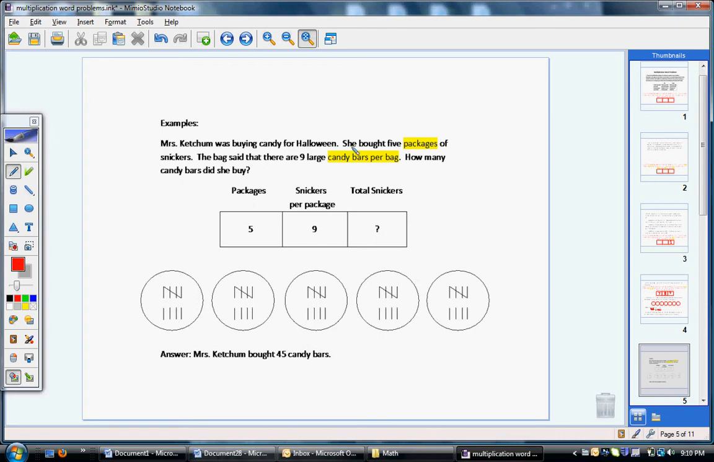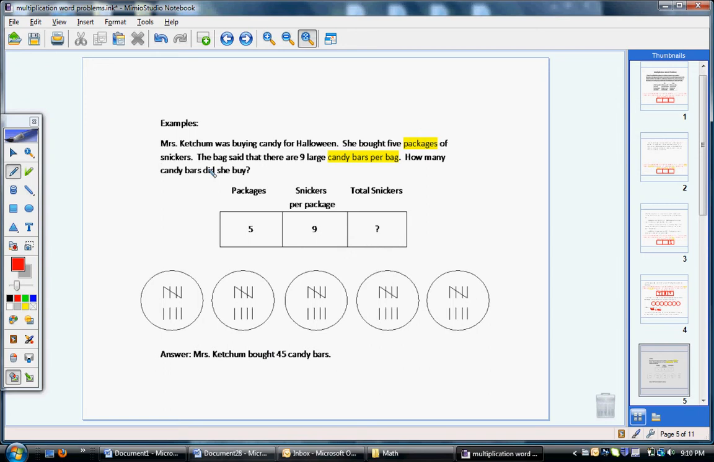Then I had to look for the key word. I could see that packages is the key word because it matches here, and that candy bars per package is important because it matches up here. And in my question it's saying how many candy bars did she buy, so I'm trying to figure out the total number of candy bars.